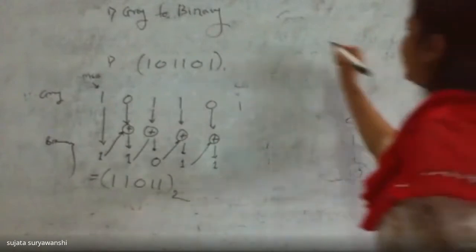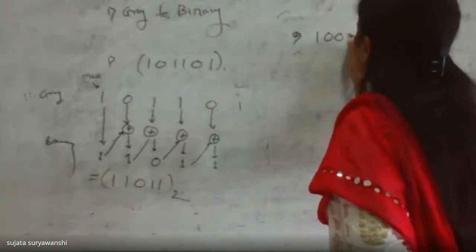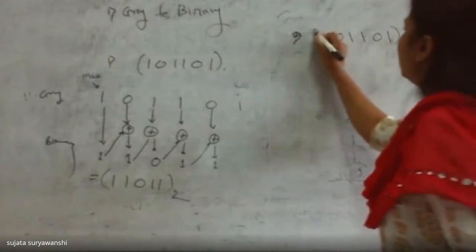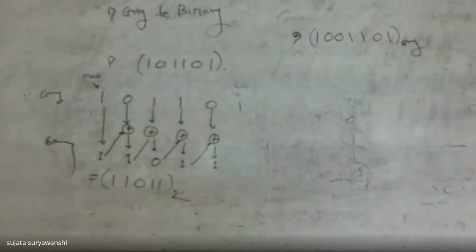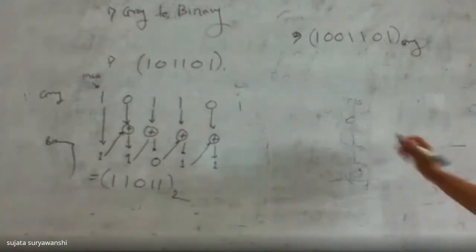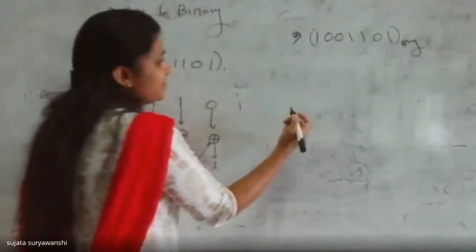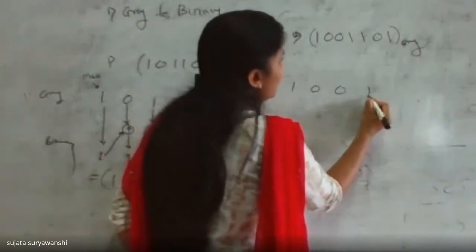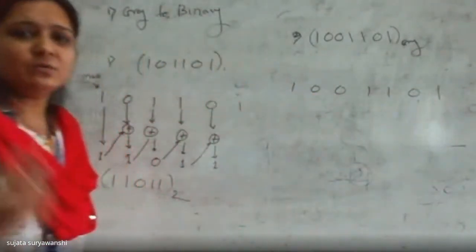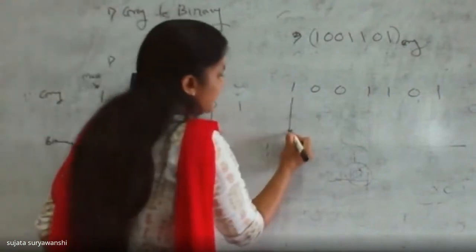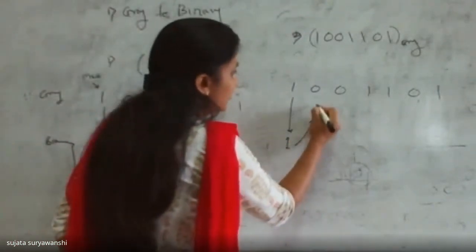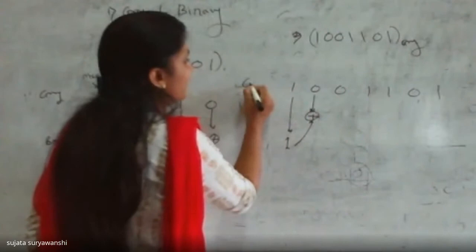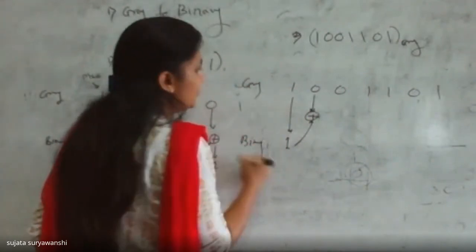Now consider the second example, 1 0 0 1 1 0 1. This is the gray number and you have to convert it into the equivalent binary number. How will you convert it? Tell me the answer, everyone. Do it right now and tell me what answer you are getting. Simply write down 1 0 0 1 1 0 1. The MSB bit should be as it is, so keep it as it is, 1. Now this 1 should be XORed with the next bit of gray to get the next binary bit.